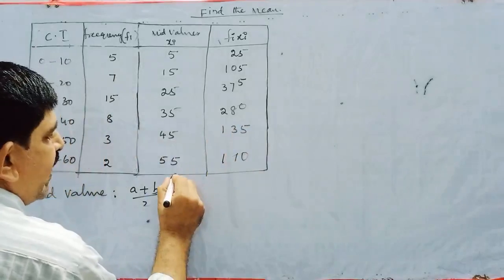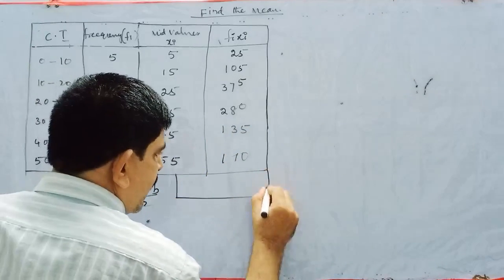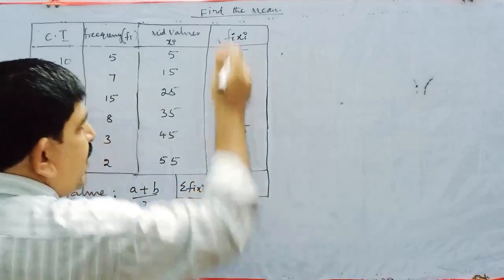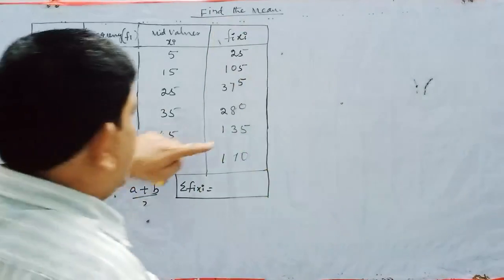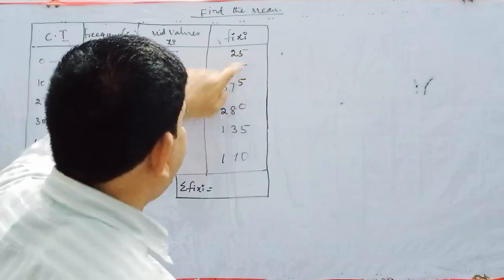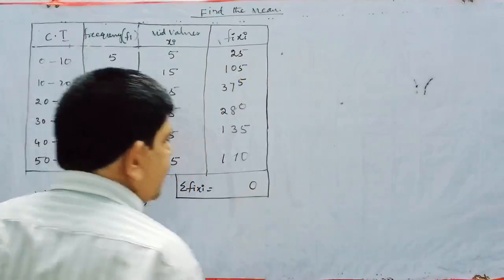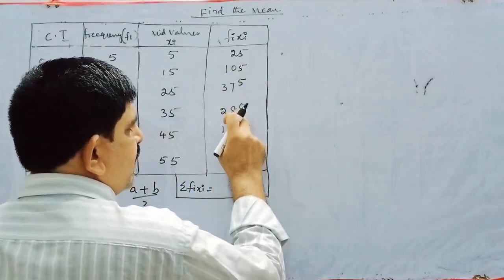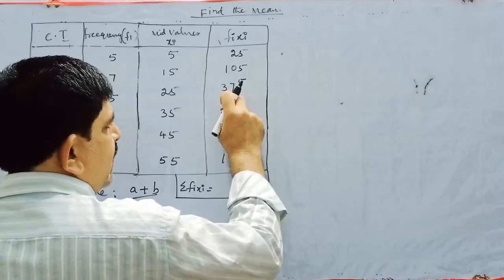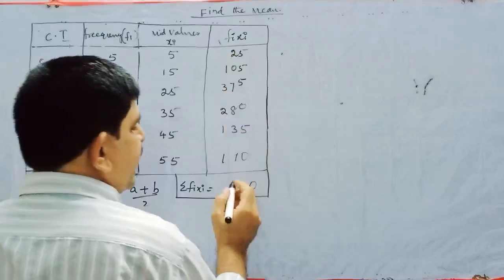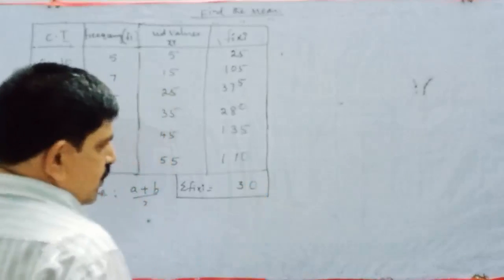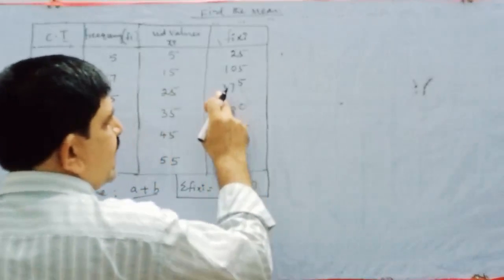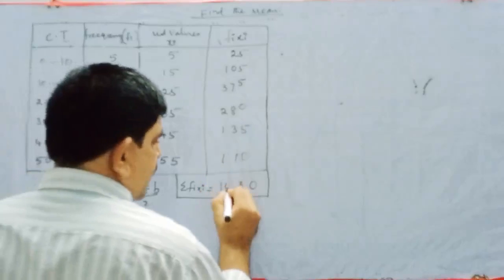Okay. Now you find sigma fi xi, the sum of these values. Okay. 5 plus 5 plus 5 plus 5, 4 5s are 20. 2 remainder. 2 plus 1, 3 plus 3, 6 plus 8, 14 plus 7, 21 plus 2, 23. 2 remainder. 2 plus 1, 3 plus 1, 4 plus 2, 6 plus 3, 9 plus 1, 10.